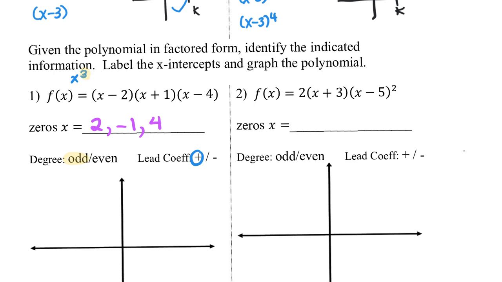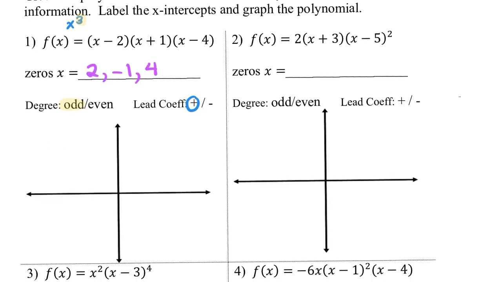Okay, let's graph the parts we know, and then we'll add on the part we don't know. Okay, so the zeros are at 2, negative 1, and 4. 1, 2, 3. It says label the x-intercepts. If you put the tick marks, you don't have to. If you don't, you should. So 2, negative 1, and 4. Okay, the end behavior, this is an odd function with a leading coefficient that is positive, so it's going to go up on the right. Since it's odd, it's going to do the opposite on the left.